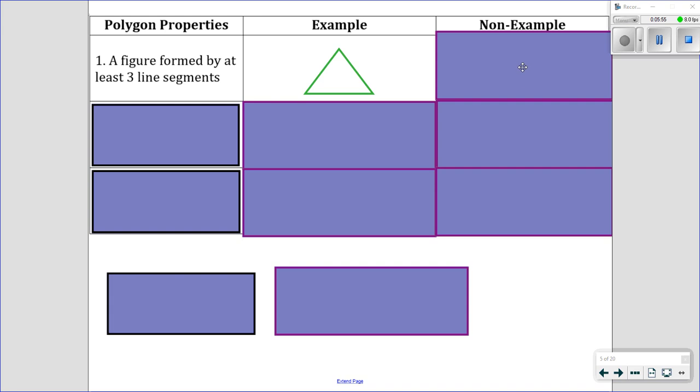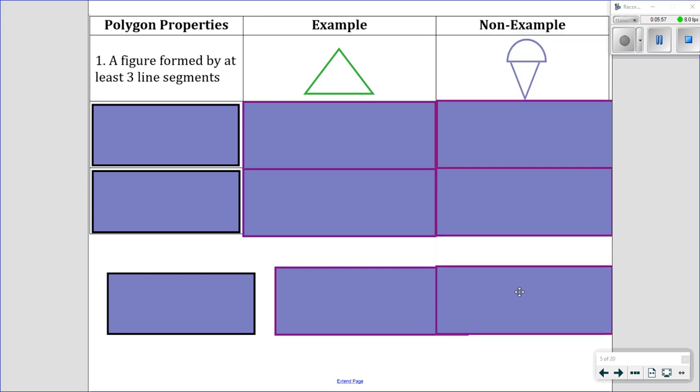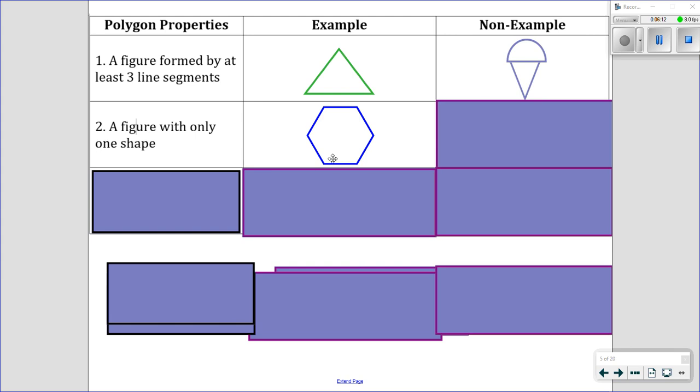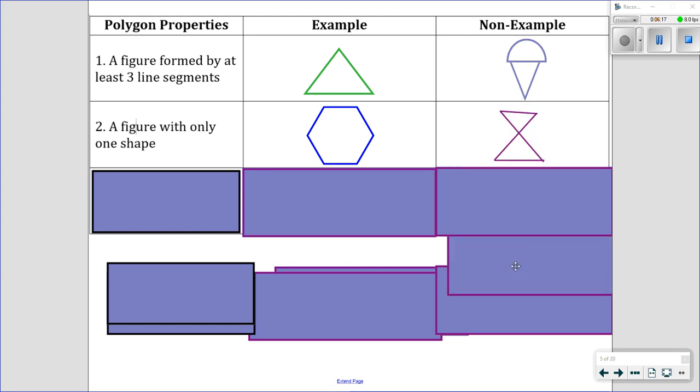A non-example would be a shape like this. This is not a polygon. And that leads us to our second one, which says a figure with only one shape. This looks like there are 2 shapes. You got a half moon, and then you got a triangle. So if you have this type, it's one shape, and that's it. A non-example would be something like this: 2 triangles. One is upside down, but it's not a polygon because there are 2 shapes. It has to be one shape, and it has to be at least 3 lines.